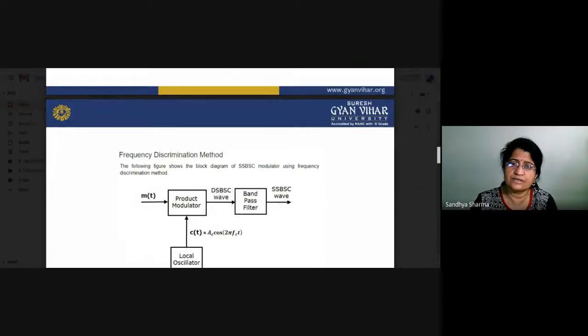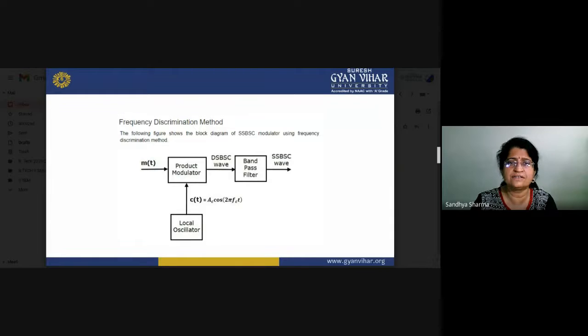Here you can use the frequency discrimination method. As you have already seen, we also used the product modulator in the double sideband suppressed carrier system. Here we will also use m(t) as the modulating signal, and the carrier signal generated by a local oscillator, and that is a product modulator. So m(t) into Ac cos omega c t, the product of two signals. After that we get the DSB-SC wave and then a band pass filter.